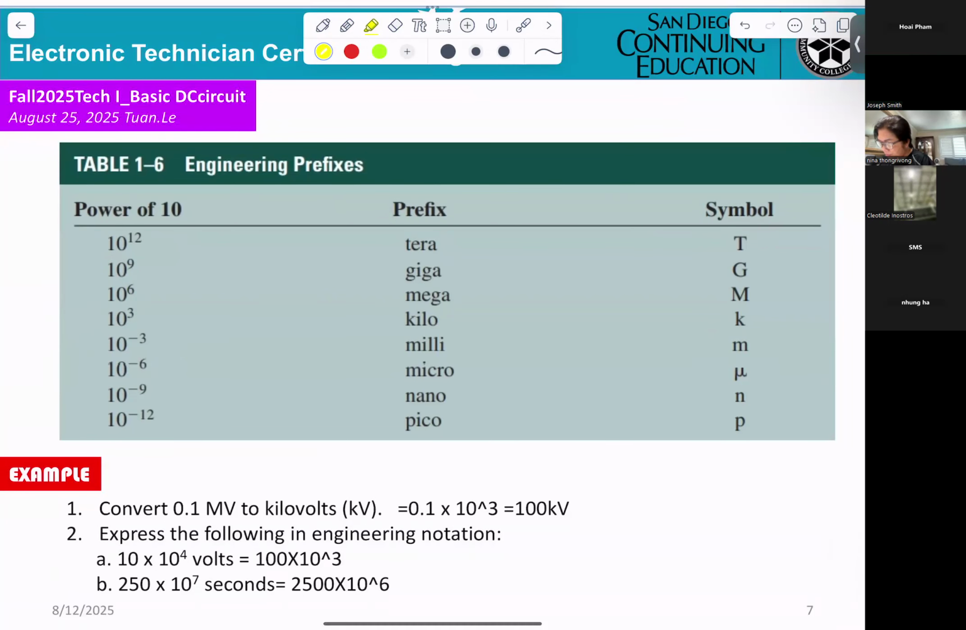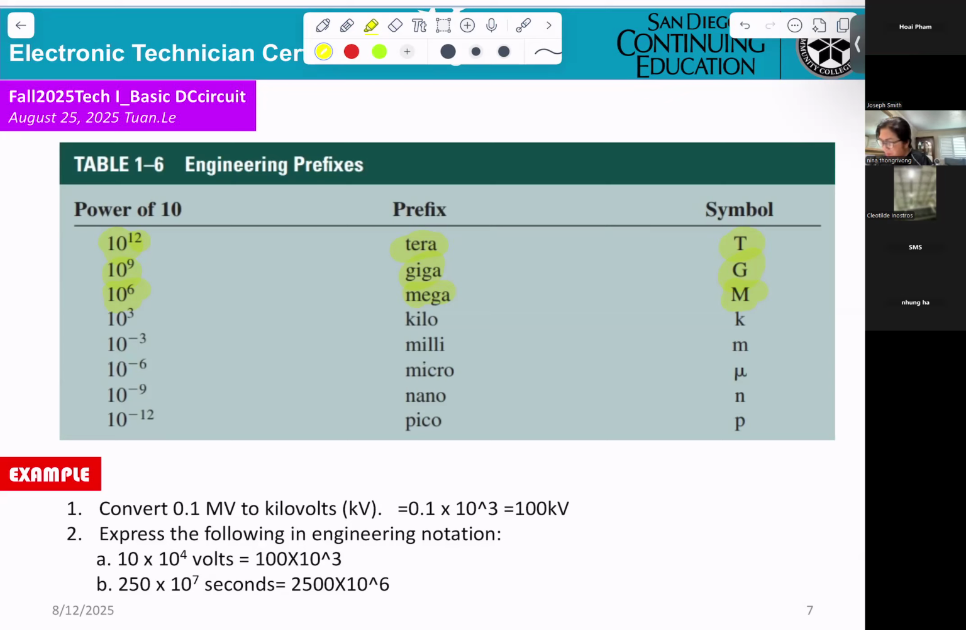Power of 10, we fix symbol. 10 power of 12, we call it tera, capital T. Power of 9, giga, capital G. Okay, 6, mega, capital M. So when we're talking about giga, that means they equal 10 power of 9.